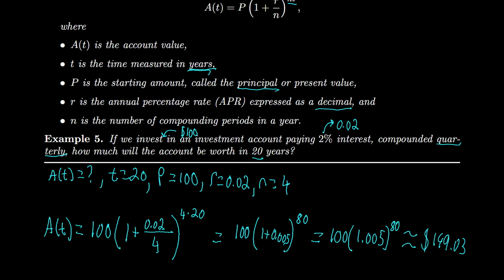So you start with $100, you just leave it alone for 20 years, it earns that interest every 3 months, it'll be worth $149 by the end of that. And that's just plug and chug, and that's how that works. And I entreat you to look at this and see what happens the more you compound. So change this number. Try this again.